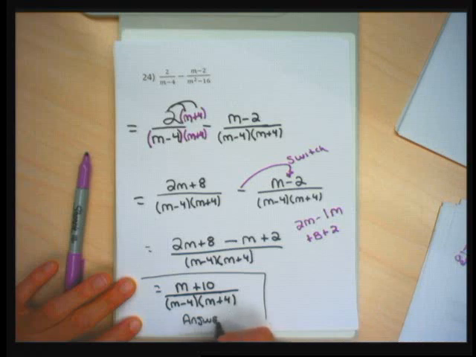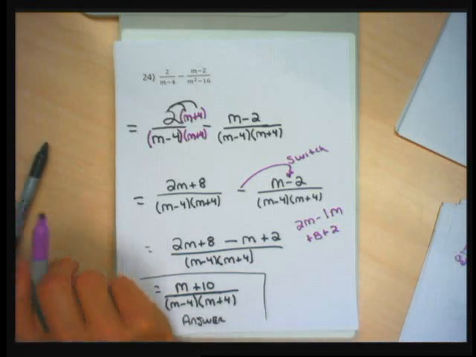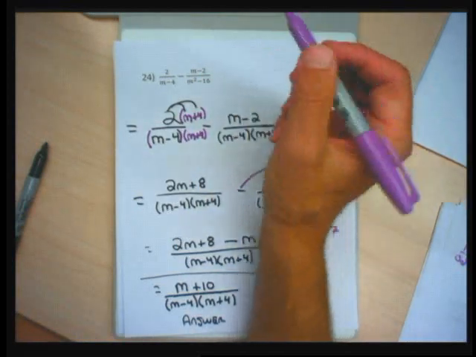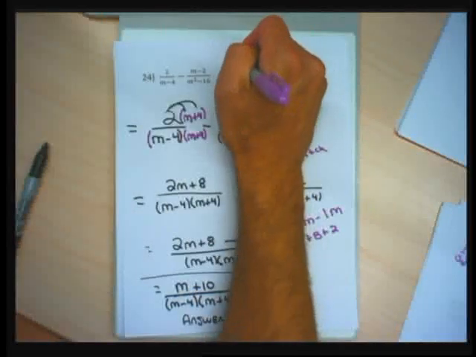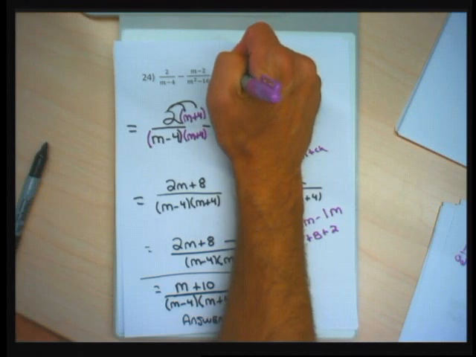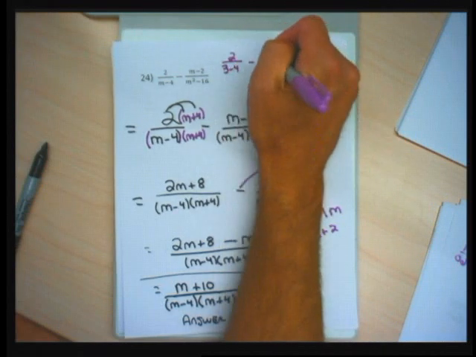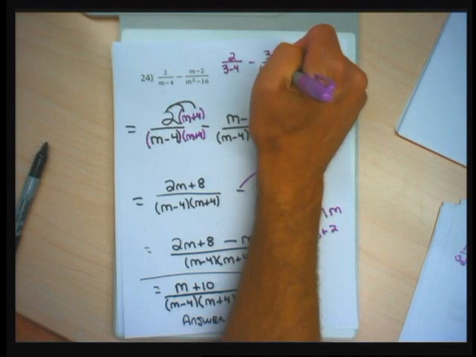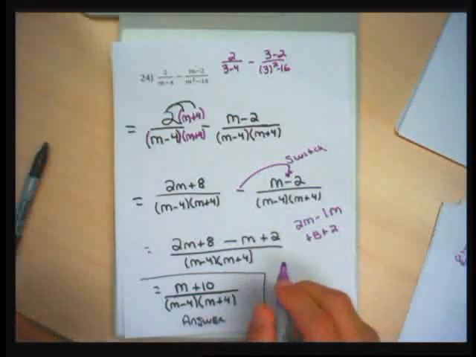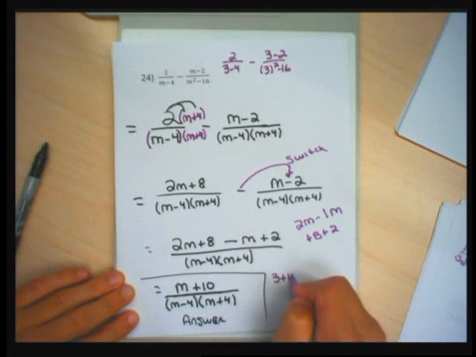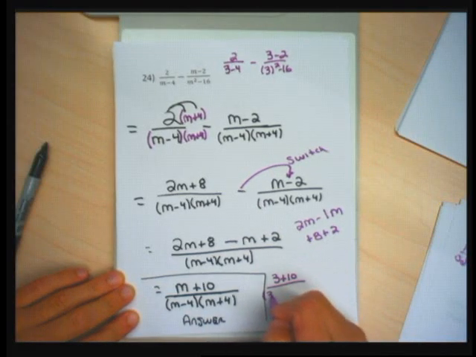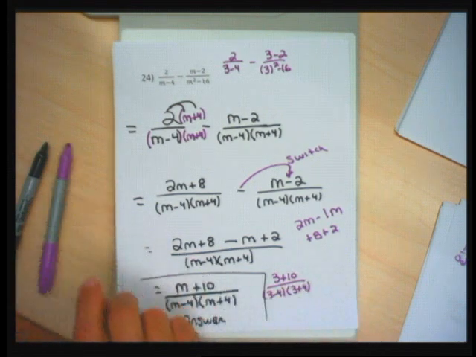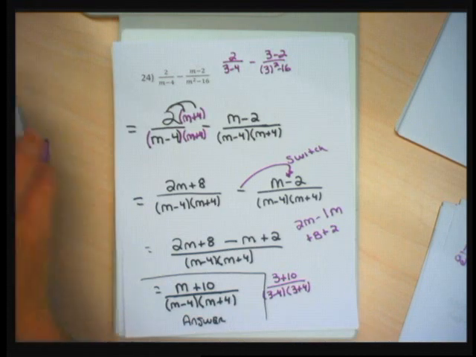And again, I'm going to check. I like using 2, so I'm going to plug, well, 2 is going to give me a 0 here. Let me use 3, but 2 would be fine, but I'm going to do 3 this time. I'm going to go 2 over 3 minus 4 minus 3 minus 2 over 3 squared minus 16. And for my answer, I'm going to go 3 plus 10 over 3 minus 4 times 3 plus 4, just to see that I get the duplication that I want to get.